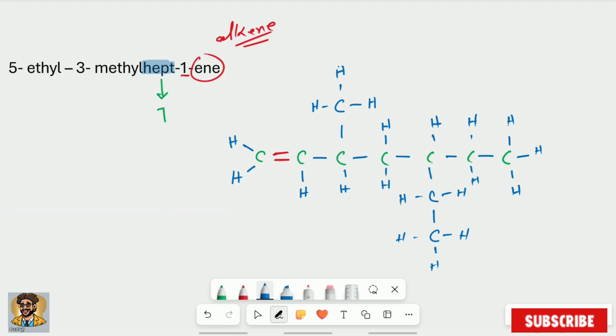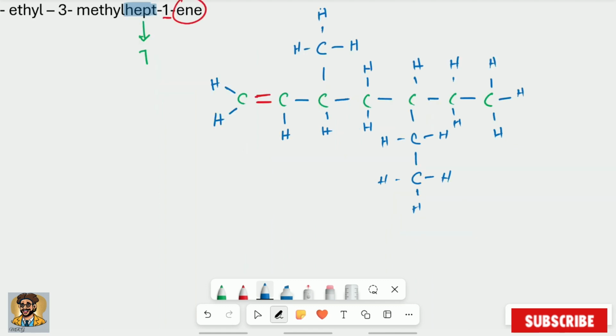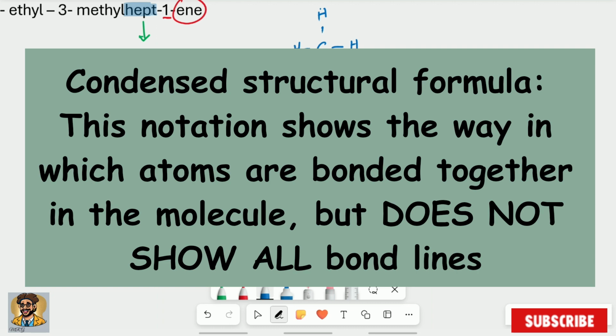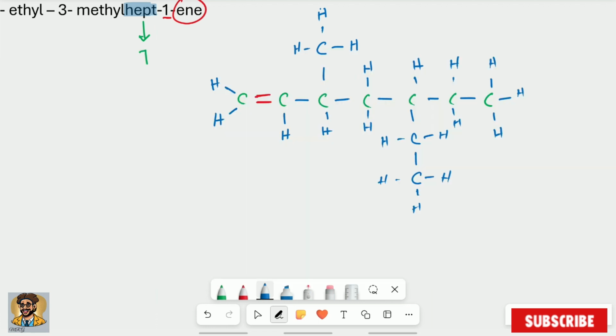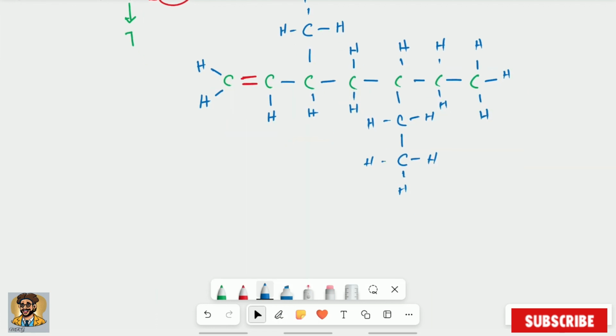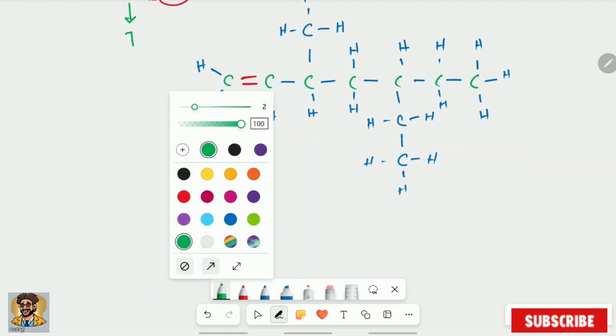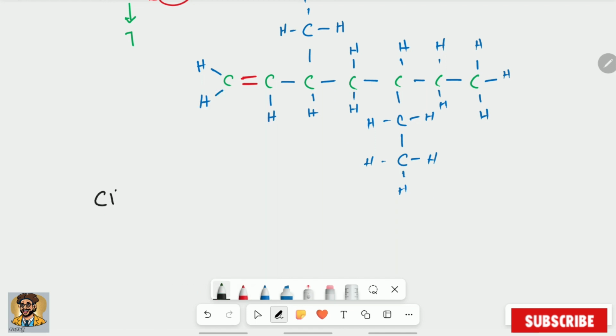Now they want also the condensed structural formula. Okay? So for example, let's represent maybe the double bond. You don't even have to if you don't want to. Okay? You know what? Let's not represent it. Let's leave it completely condensed. So it's CH2, CH. I'm not going to represent any bond.